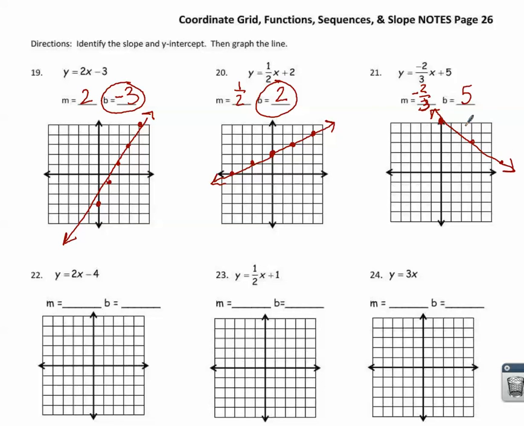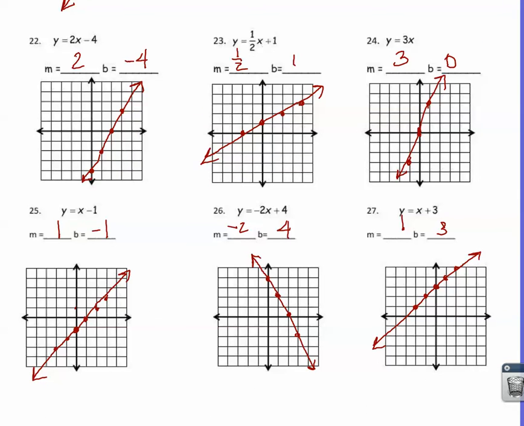Pause the video and try the rest of the page. Check your answers with the following problems. If you have any questions, ask your teacher.